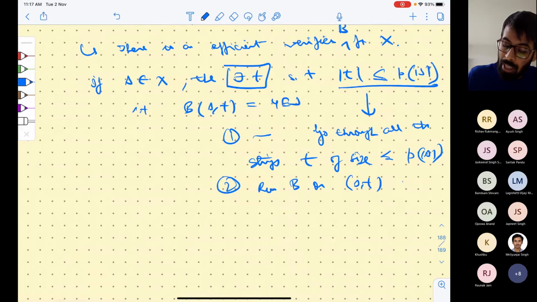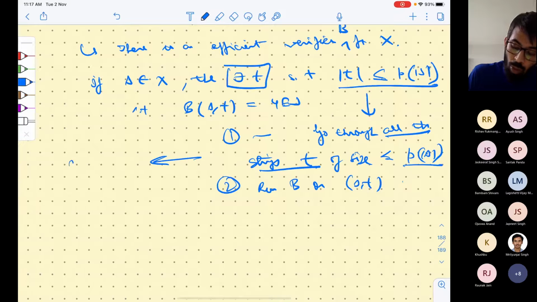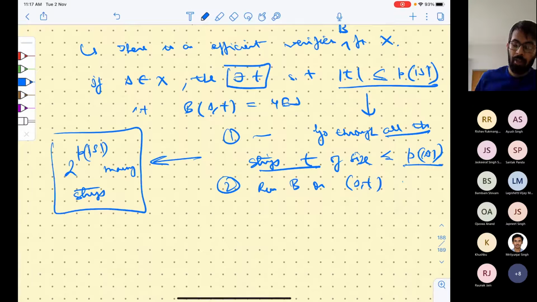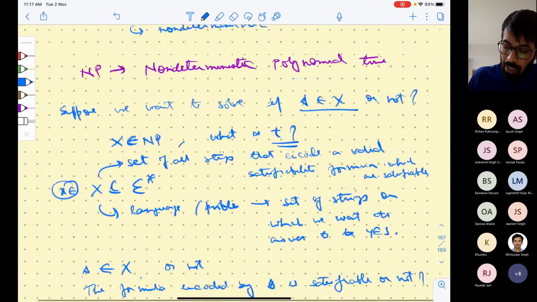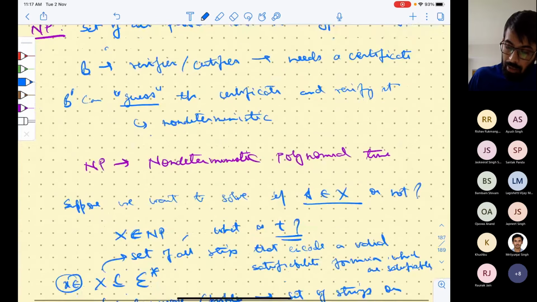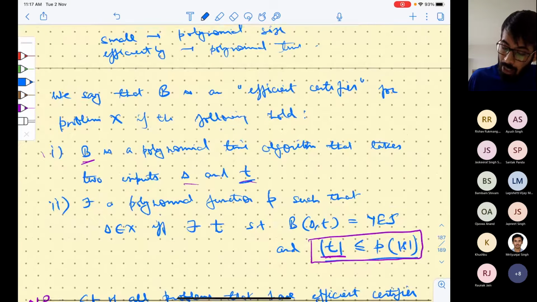So you can do this, but why is this not polynomial time? This is not polynomial time because you have to go through all the strings T of size polynomial. Suppose T is binary, then you have to go through 2 to the P of S many strings. Even in case of binary, and if the alphabet is bigger, then of course we are going to go through more strings.